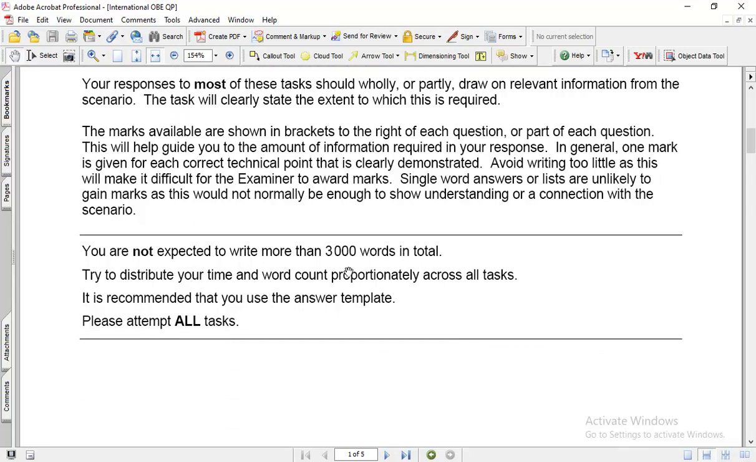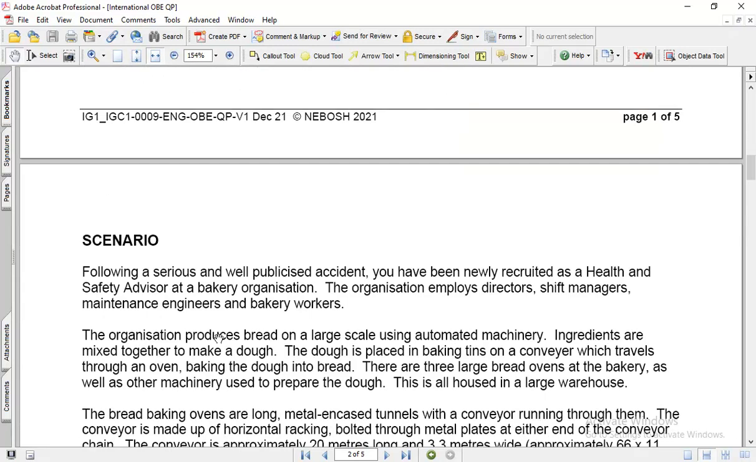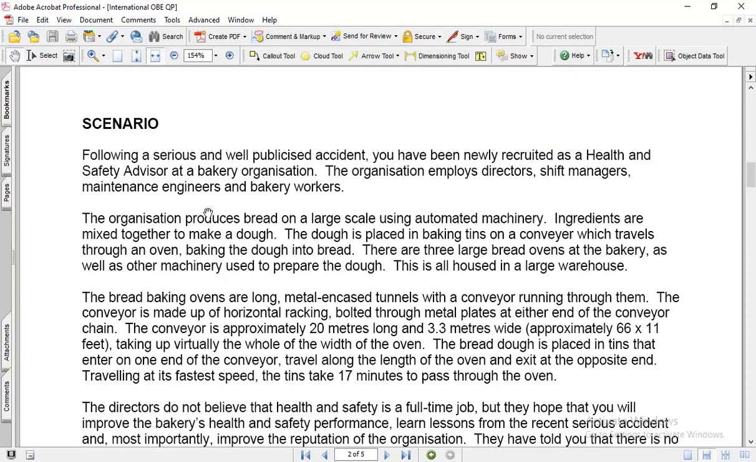You are not expected to write more than 3000 words in total. Students can maintain their word limit at 3000 plus or minus 10%. Try to distribute your time and word count proportionately across all tasks. It is recommended that you use the answer template. Please attempt all tasks. Now we will move towards the scenario.